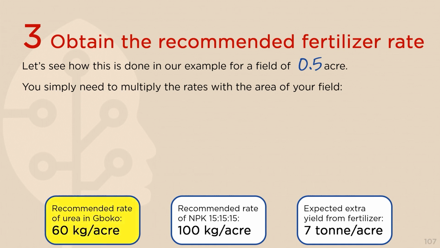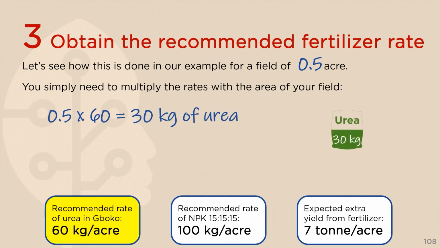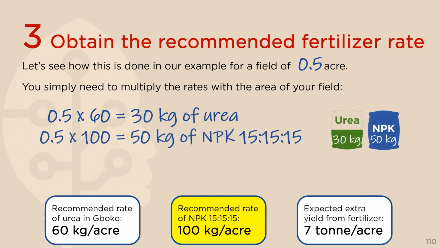Let's start with urea. The recommended rate is 60 kg per acre. The quantity needed for your field is 0.5 acre times 60 kg per acre. That's 30 kg of urea. Let's now do the same for NPK. The recommended rate is 100 kg per acre. Again, we just multiply 0.5 acre times 100 kg per acre equals 50 kg of NPK.